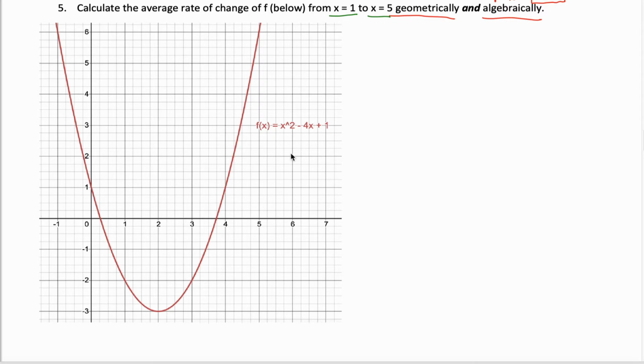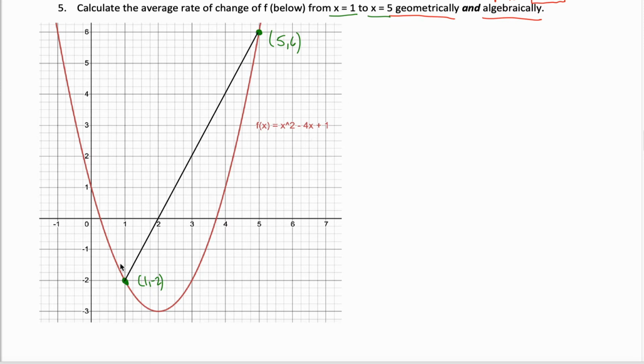If you're going to do it geometrically, what you'd want to do is locate the points where x equals 1 and where x equals 5 on the graph. So here's where x equals 1, this is the corresponding point on the graph, and here's where x equals 5 with this point corresponding on the graph. This point has an x-coordinate of 1 and a y-coordinate of -2. This point has an x-coordinate of 5 and a y-coordinate of 6. To figure out the average rate of change, all we have to do is figure out the slope of the secant line, which is this line pictured in black, and then we'll have the answer.